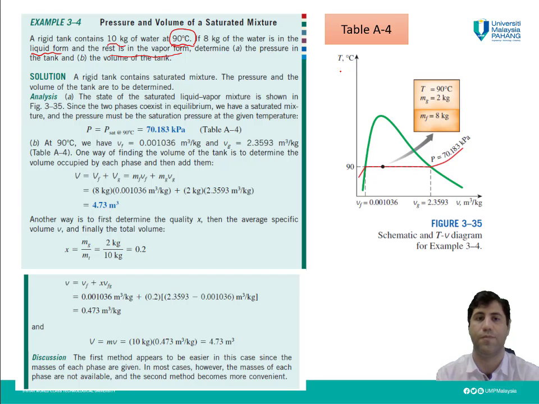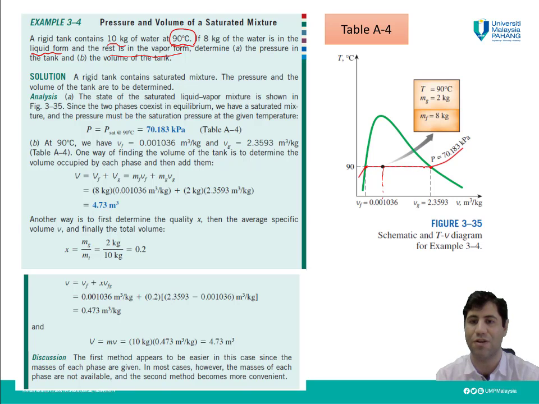If we show this state, which is mentioned in this question, in a T-v diagram, it is something like this. The green line is the general line for the T-v diagram for water, saturated liquid, saturated vapor, and at this temperature we know 90 degrees Celsius. Then it is like this. 10 kilograms of water, 8 kilograms of water is in liquid form. However, I think this point is not correct.